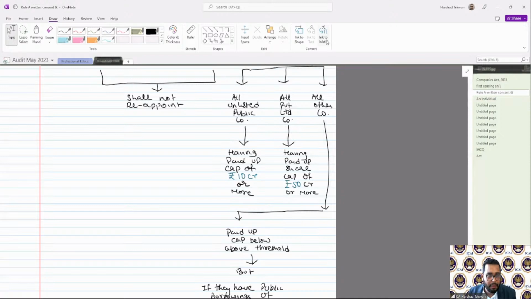In other cases, if the paid up capital is below the threshold, but your public borrowing is more than 50 CR, in that case you will fall under the prescribed company. However, if it is an OPC, one-person company, or a small company, it will not fall under this particular category of prescribed companies to which Rule 5 is applicable.